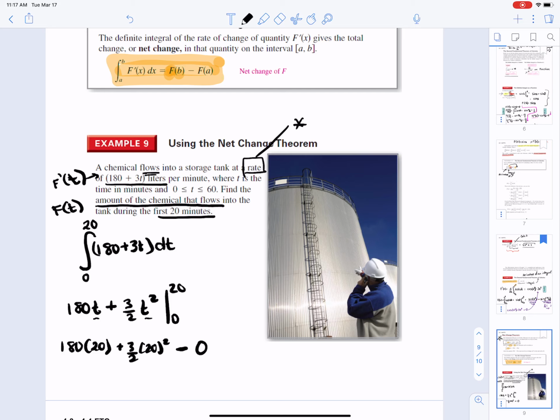So when I work that out all said and done here, you get 4,200 liters. So this tells me that in the first 20 minutes, 4,200 liters of chemical flowed into the tank during the first 20 minutes. And this represents the rate of flow of that chemical in the tank.